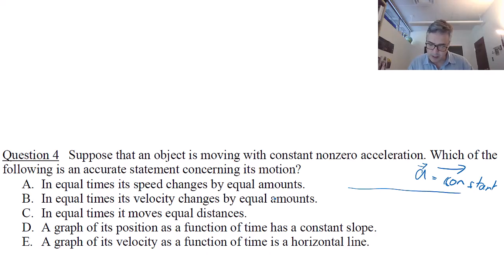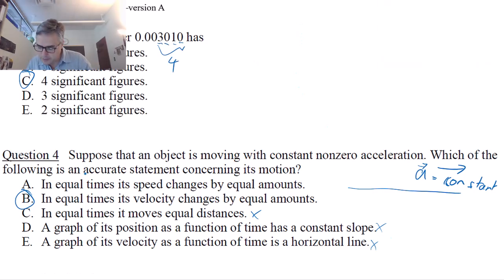In equal times, its velocity changes by equal amounts. I like that one. In equal times, it moves equal distances. That's definitely not true. A graph of its position as a function of time has a constant slope. That's not true. A graph of its velocity as a function of time has constant slope, but it's not a horizontal line. So the answer is B.